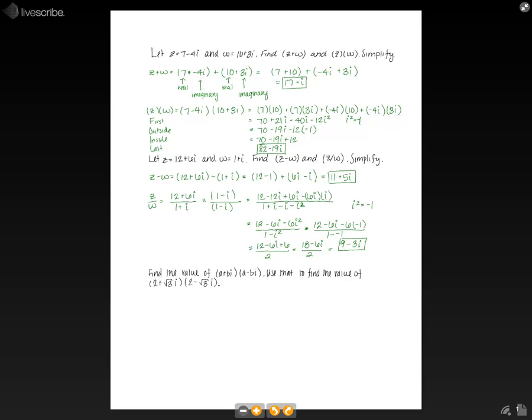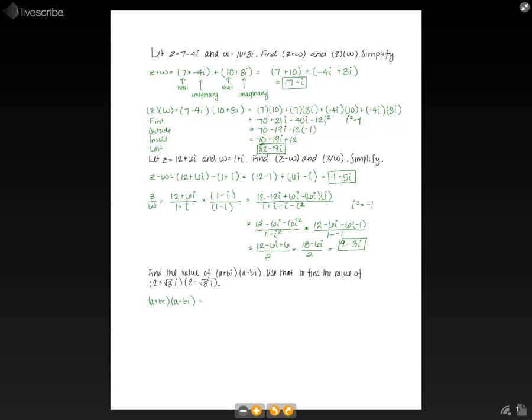The third part of this problem says, find the value of a plus bi times a minus bi. Use that to find the value of 2 plus square root of 3i times 2 minus the square root of 3i. Let's start by finding the value of a plus bi times a minus bi.